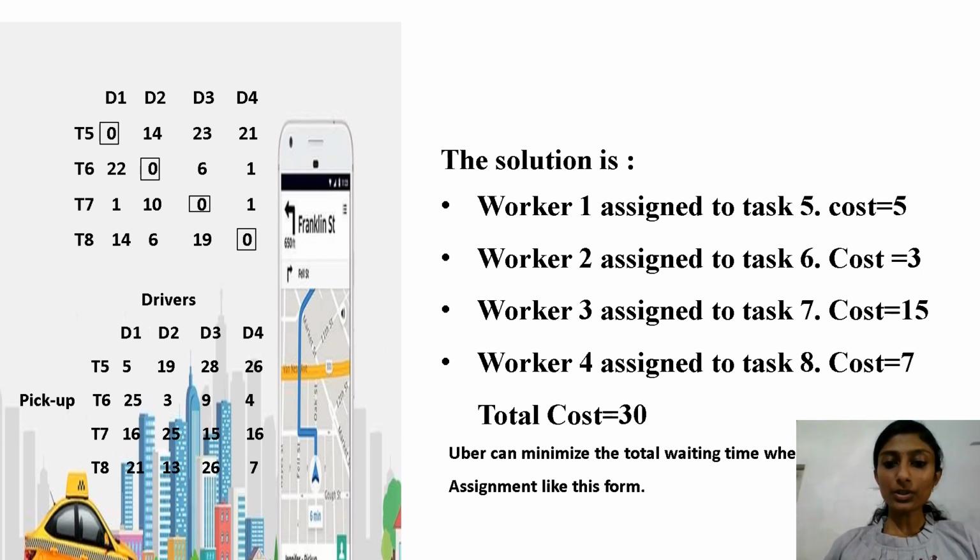Uber can minimize the total waiting time when they give the assignments in this form. Uber can reduce the waiting time of the riders by giving the assignments like this. For worker 1, the waiting time is around 5 minutes only. Like that, we can find the smallest waiting time. The problem of this assignment is solved using an operation research method. The assignment algorithm is used to solve this problem. So this is the application of operation research.